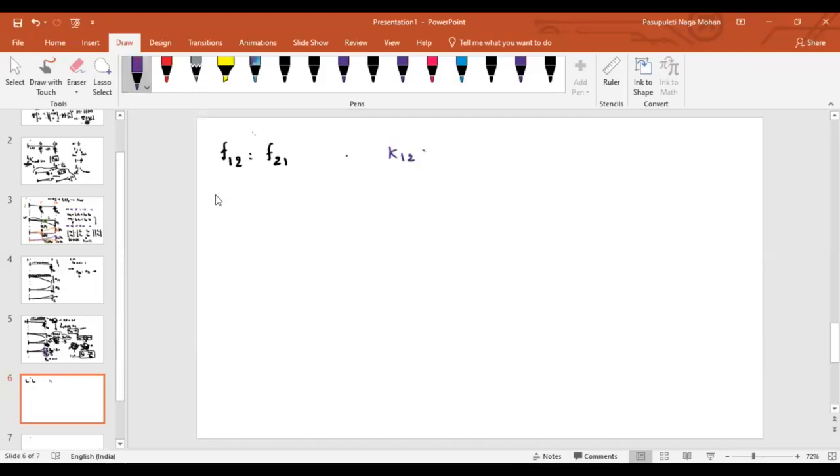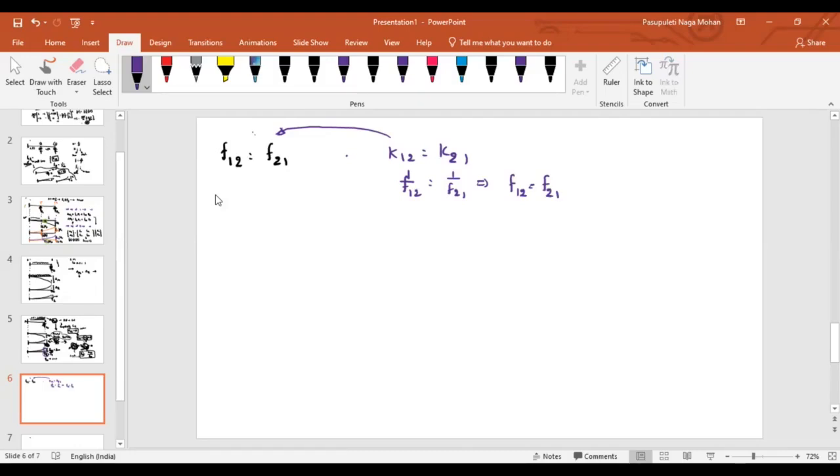Can I say K12 is equal to K21? Yes, sir, the off-diagonal elements are the same. Is it applicable for flexibility also? Are you sure it will be? If you are having doubt, I can write this as 1 by F12 and this as 1 by F21. Even if you simplify this, you will get it obviously.